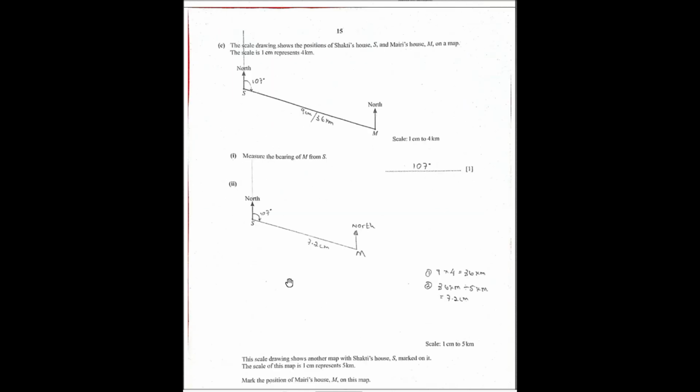Next, the scale drawing shows the position of Shakti's house S and Mari's house M on a map. The scale is 1 cm represents 4 kilometers. So if we use our ruler, we will find out that this is 9 centimeters, which means 36 kilometers this line. Measure the bearing of M from S. So using a protractor, measure this angle here and you should get 107 degrees.